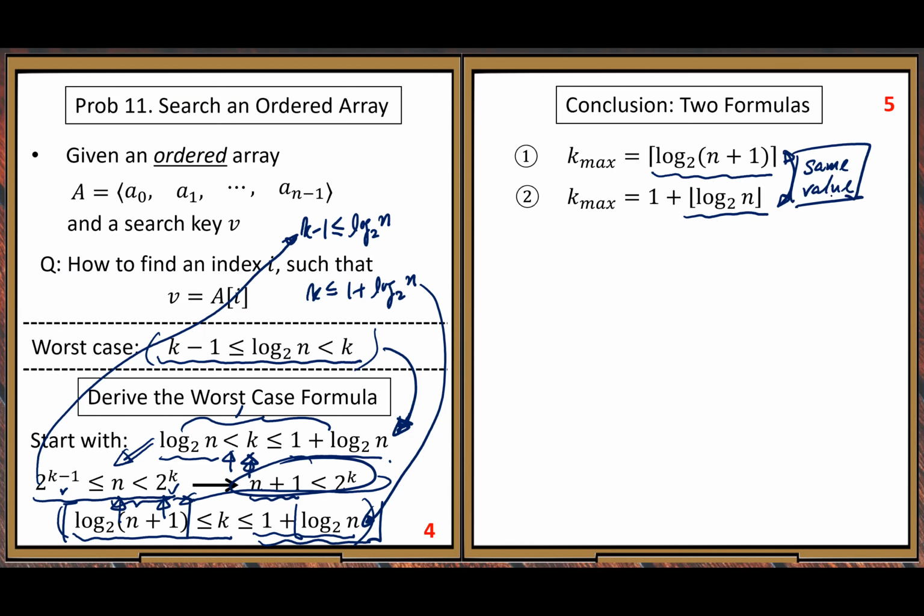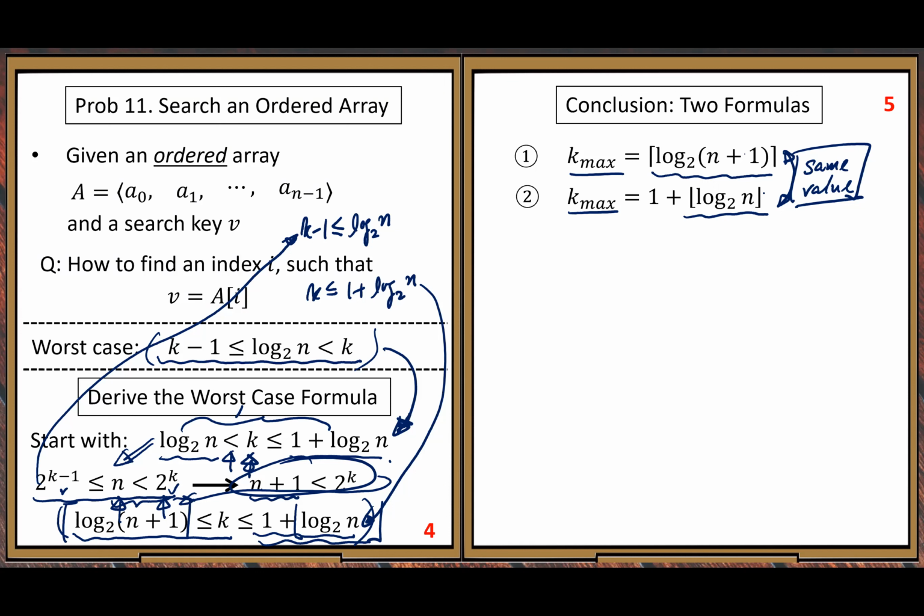Same value. Okay? Because we know there is only one integer between the upper bound and the lower bound, K max. Now we have two different expressions for this unique integer covered by that interval, right? So they should be the same. Based on our analysis, these two expressions should be the same, although it may not be obvious. When you look at these two expressions, it's not that obvious. They must be the same.